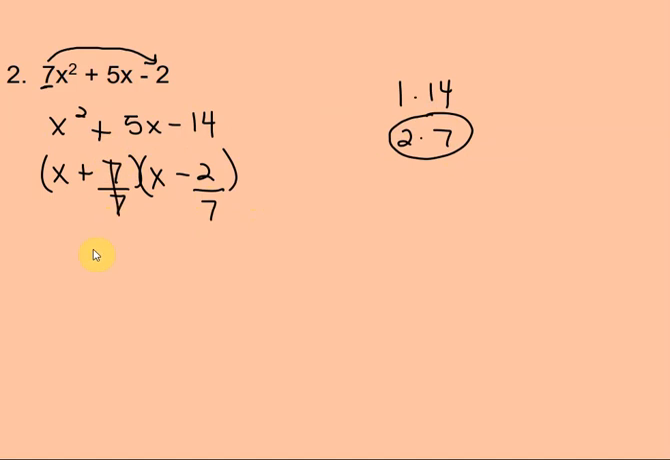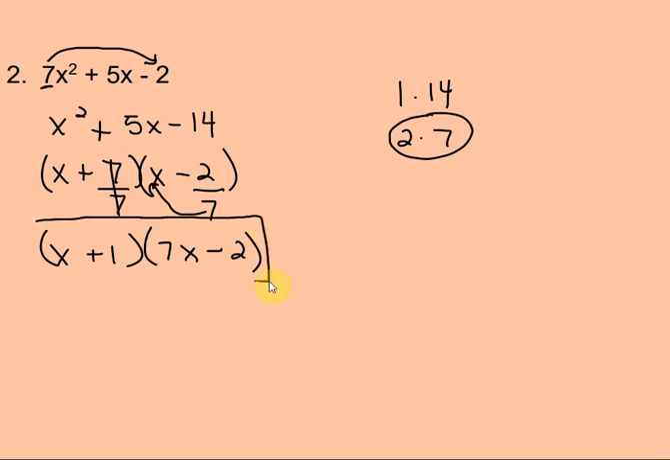This will turn into a 1, so I have x plus 1. This will not reduce. It won't turn into a whole number, so I need to bring the 7 in front of the x, and I have 7x minus 2. So again, we can multiply it back together to check it, but this is my solution.